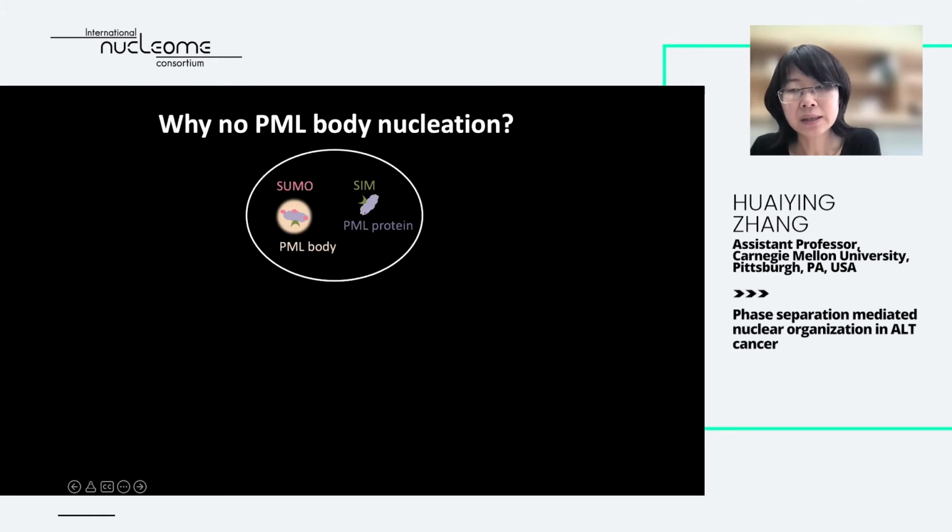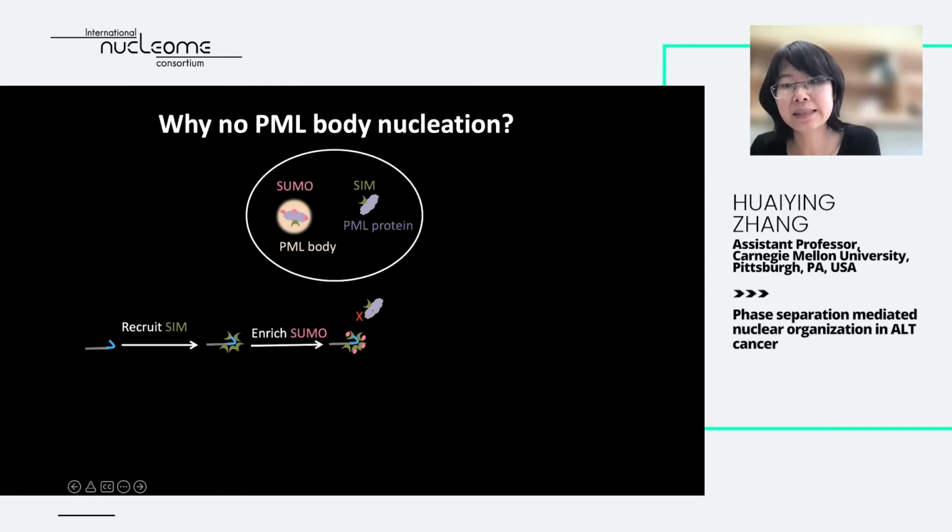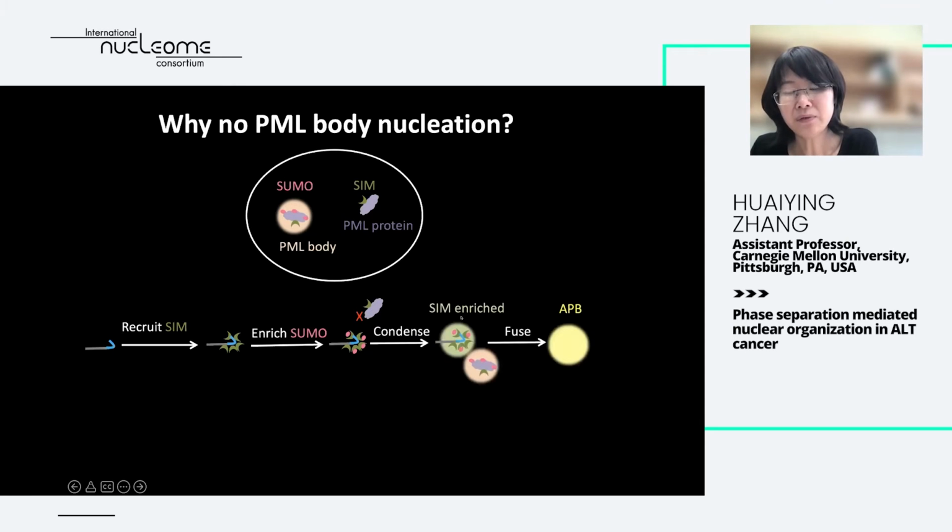But outside, the SUMOylation may be lost because SUMOylation is always locally controlled. So in this case, if we recruit SIM on the telomeres, then the telomere will be able to enrich SUMO, but it will not directly recruit proteins that contain SIM only and do not have SUMO. So in this case, we would have SIM enriched droplets where the proteins containing SIM and the endogenous SUMO and SIM can phase separate, which leads to phase separation, and that will fuse with PML bodies to form APBs.